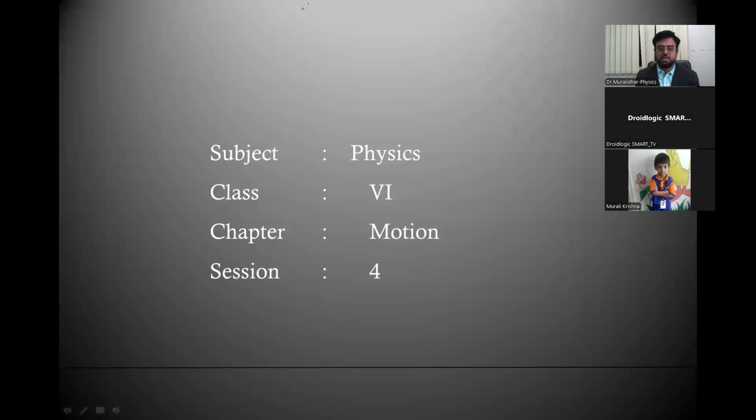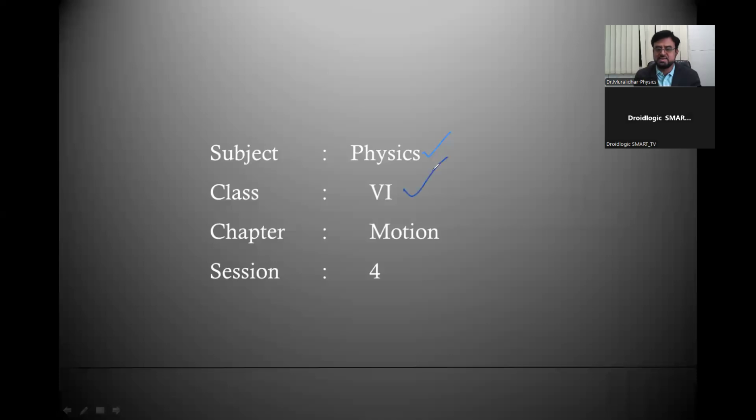As you can see on the screen, and you are well aware, my subject is physics. We are in class 6th, our ongoing chapter, motion. So far, we have completed 3 sessions. Today, we are entering into session number 4.